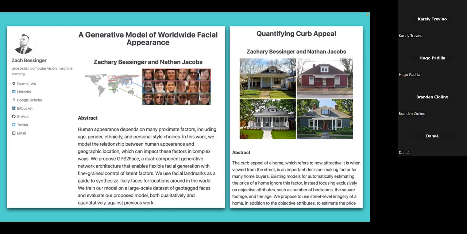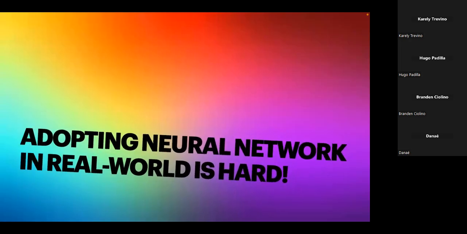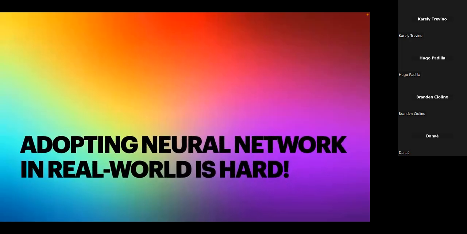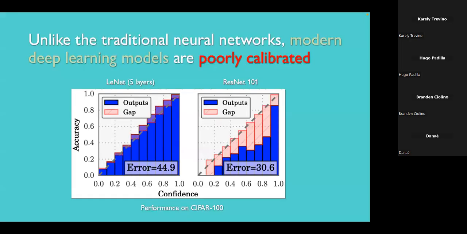Let me show you one more story, and then we will go to the technical side. I said that adopting machine learning or neural networks in the real world is still hard. One big reason is what we call calibration. The model really has good performance, 99% or 98% accuracy, and this is true. However, the model also overestimates its confidence. This could be a problem.